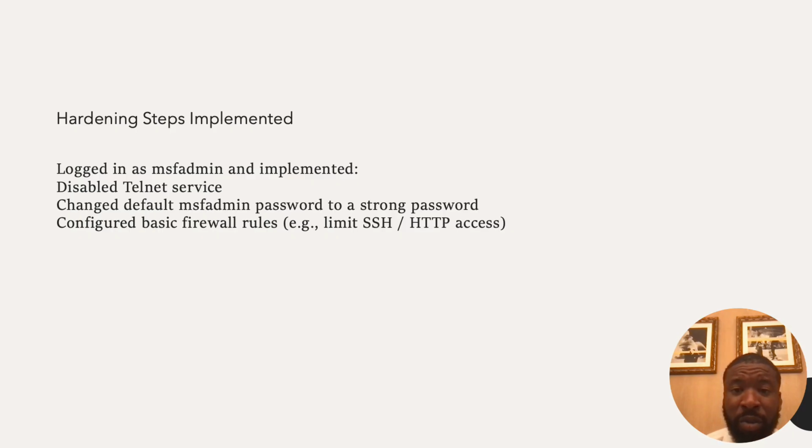For Part D, I logged into Metasploitable 2 locally as msfadmin and implemented at least 3 of the proposed changes. I disabled Telnet, an insecure protocol that sends credentials in clear text and is not needed in a modern environment. I changed the default msfadmin password to a strong, unique value. Default credentials are one of the easiest ways for attackers to gain initial access. I configured basic firewall rules so that only necessary ports such as SSH and HTTP were allowed, and even those could be limited to specific source ranges in a real deployment environment.